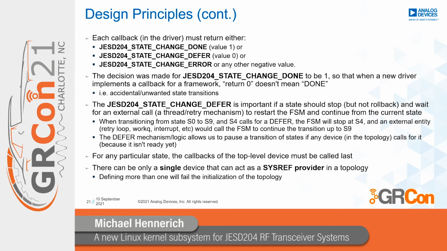More principles. Each callback must return either state change done, state change defer, or state change error. The JESD state change defer is important because a state may need to stop but not roll back, and wait for an external call like a thread or retry mechanism to restart the finite state machine and continue from the current state. For example, when transitioning from S0 to S9 and S4 calls for defer, the FSM will stop at state 4, and an external entity like a retry loop, work queue, interrupt, etc. would call the FSM to continue the transition up to 9.